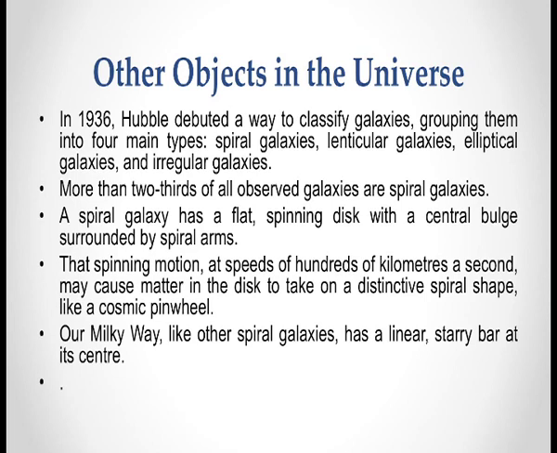These spiral galaxies have a flat spinning disk with a central bulge surrounded by spiral arms. That spinning motion, at speeds of hundreds of kilometers a second, may cause matter in the disk to take on a distinctive spiral shape like a cosmic pinwheel. Our Milky Way galaxy, like other spiral galaxies, has a linear starry bar at its center.